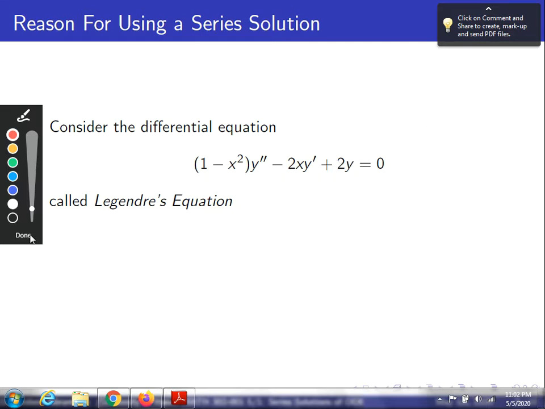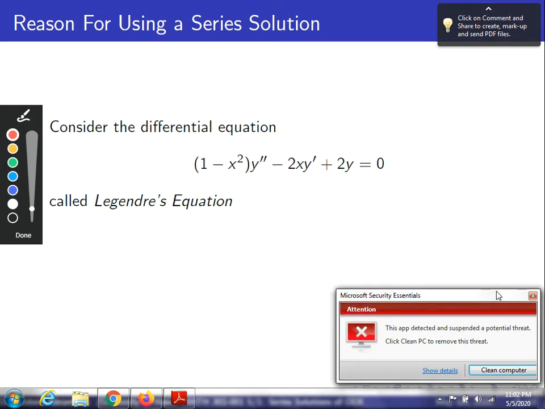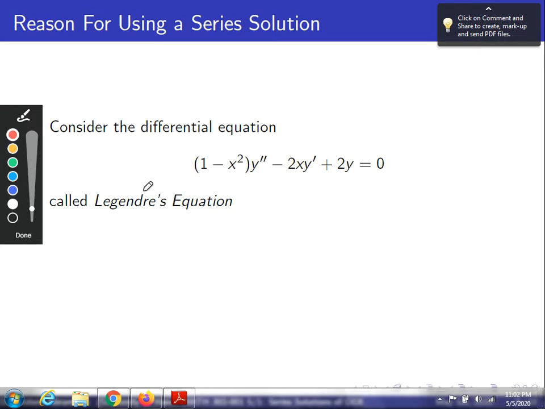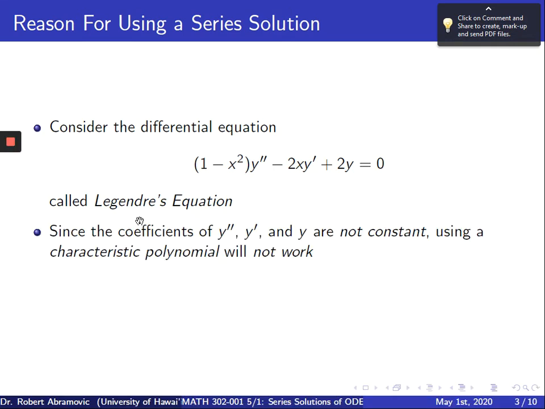And it also appears when you solve Schrodinger's equation. Schrodinger's equation will give you this equation if you try to solve it in two variables. In any case, the point is this is important in physics and engineering, and it's difficult because the coefficients are not constant.